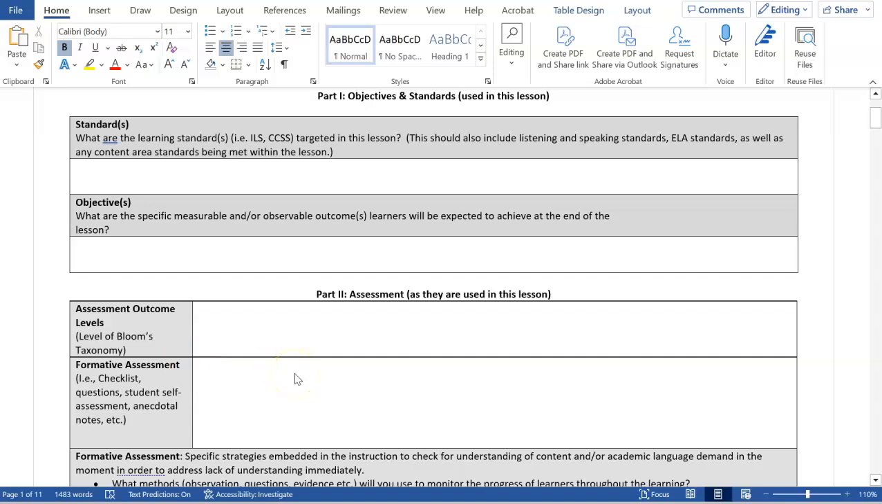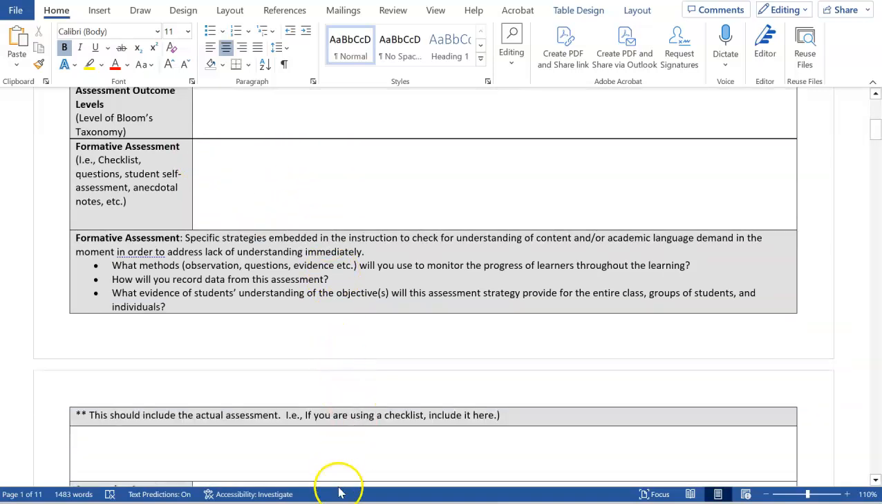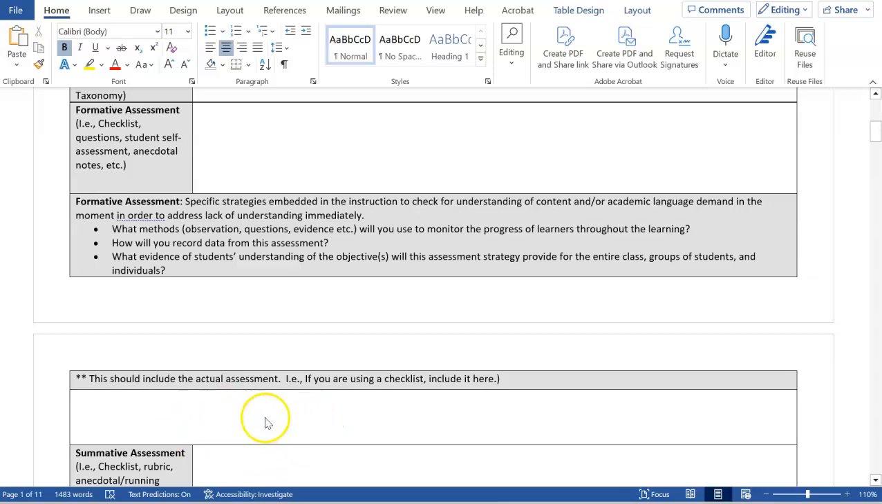For formative assessments, these are things that you will use to check for understanding. Remember, formative is done during the lesson to inform your teaching as you're teaching. So here you'll say, I'm going to do a checklist, I'm going to ask questions, I'm going to do a self-assessment, whatever that might be, you'll include that, and the actual assessment and description of that down here.